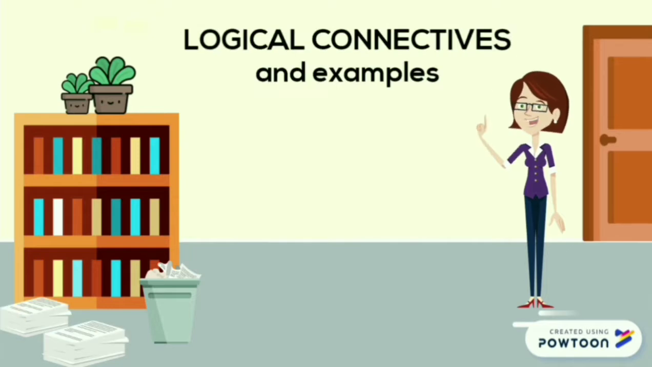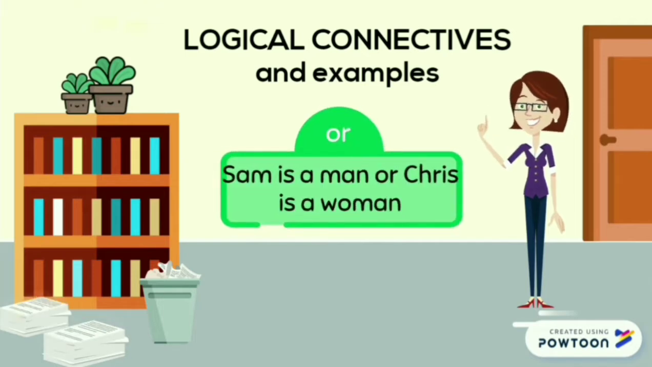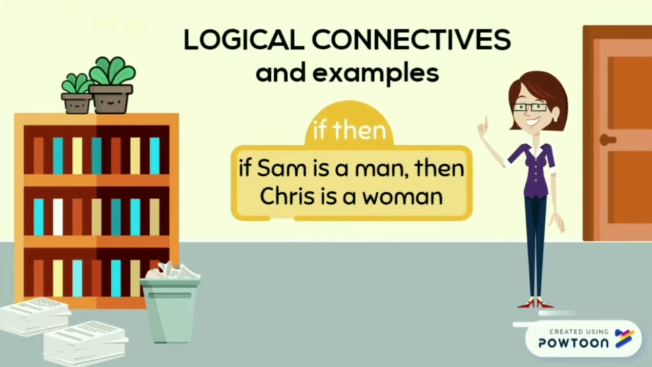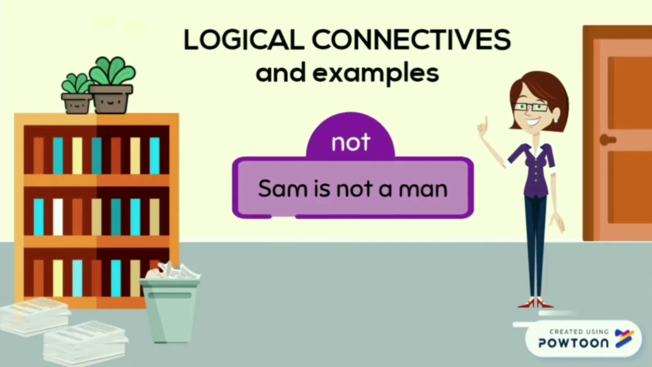We will consider 5 connectives. And: Sam is a man and Chris is a woman. Or: Sam is a man or Chris is a woman. If then: if Sam is a man, then Chris is a woman. If and only if: Sam is a man if and only if Chris is a woman. And not: Sam is not a man.